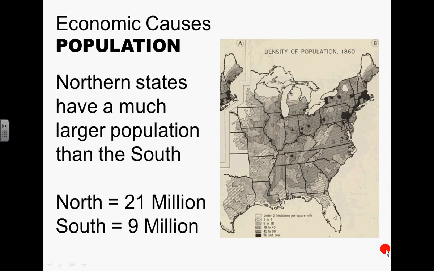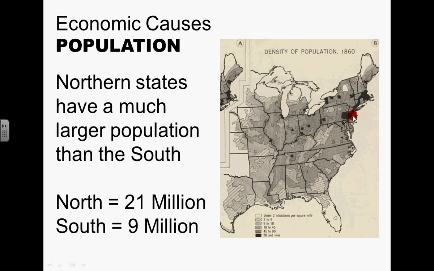Okay, we've also talked quite a bit about population in the last couple units. The northern states do have a much larger population than the South. The North, at the time that the Civil War breaks out, has a population of about 21 million, and the South about 9 million. And again, when we look at population density, you can see that on this map here, as far as the population density in the northern states.